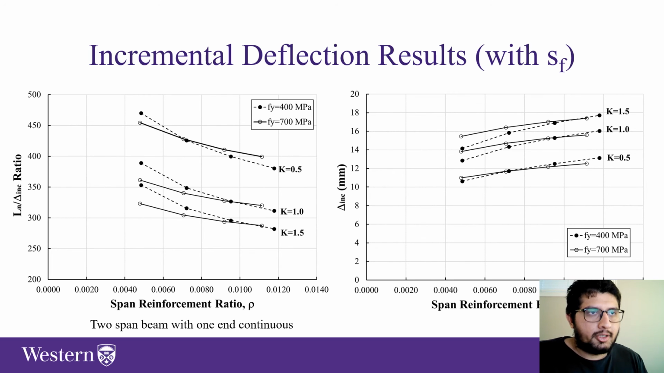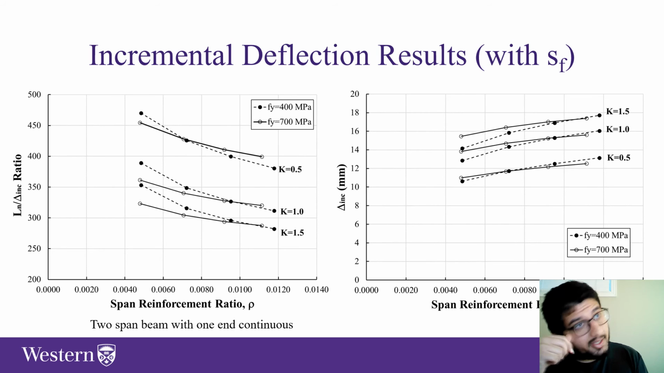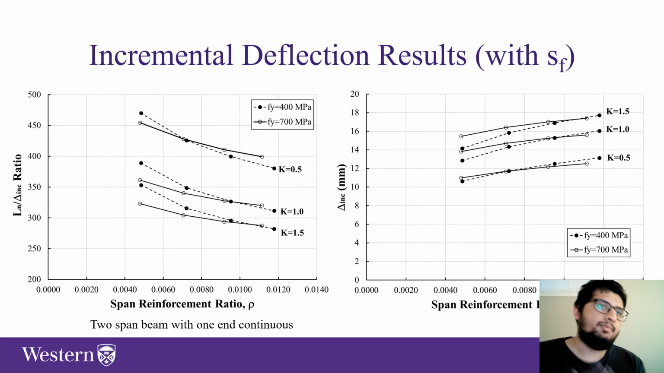And if we're looking at trends, then if we increase the specified live to dead load ratio, then we have increased deflections. If we increase the span reinforcement ratio, then we're increasing deflections, and at a higher reinforcement ratio, a higher yield stress gives slightly lower deflections, about 1 to 2 millimeters smaller.